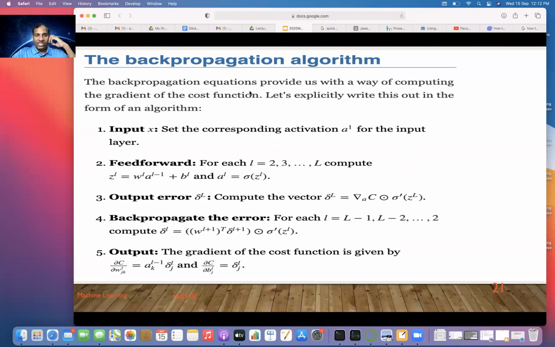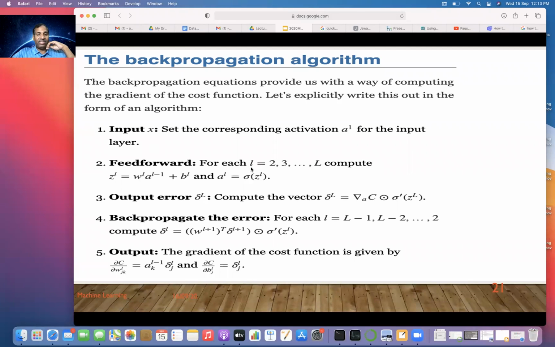The back propagation equations provide us with a way of computing the gradient of the cost function. Let's explicitly write this out in the form of an algorithm. So first, what will happen? Input X, set the corresponding activation A1 for the input layer. X1, X2, X3, we are calling A1, A11, A12, A13, like that. To make the activation in one layer, the first and last layer, also the same notation. We are using even the first layer inputs also with A's.